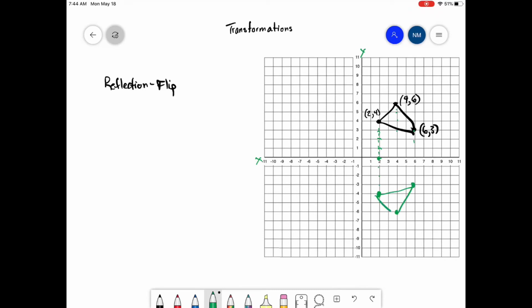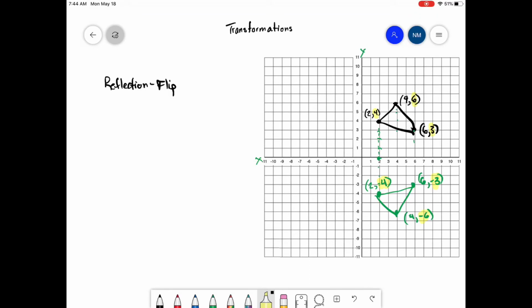And that would be our reflection. Our new coordinates would be 6, -3, 4, comma, negative 6, and 2, comma, negative 4. What you'll notice is that whenever we reflect over the x-axis, our y value is the opposite. So if it was positive, it's now negative.